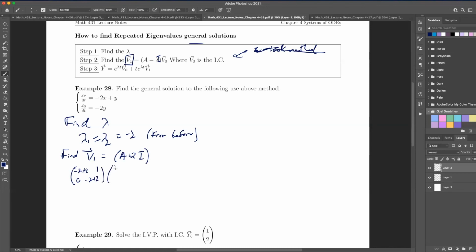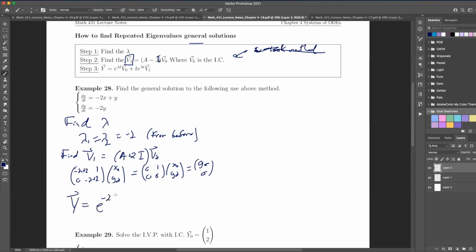And I'm going to multiply that by x naught, y naught, because that's what v naught is. V naught is just x naught, y naught. So that's equal to 0, 1, 0, 0 times x naught, y naught. And if I just do multiplication, 0, 1, so this just is equal to y naught. 0, 0, so this is equal to 0. And then you just write out the solution.